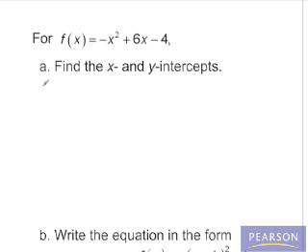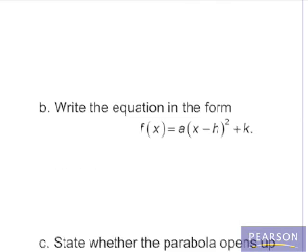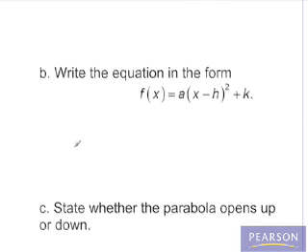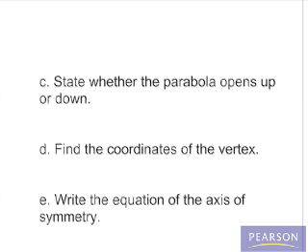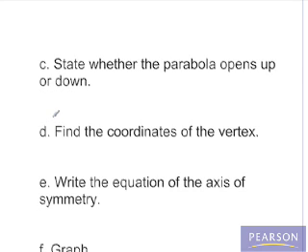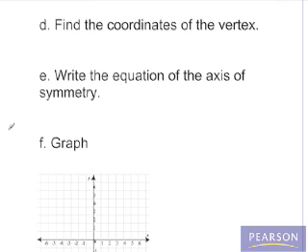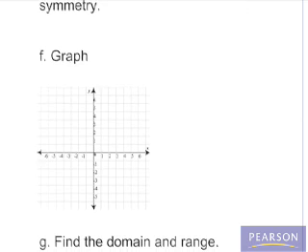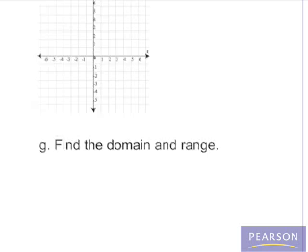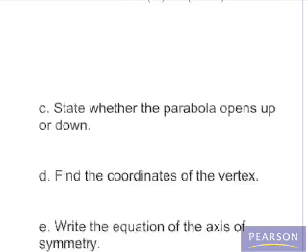For the function f of x equals negative x squared plus 6x minus 4, a. Find the x and y intercepts. B. Write the equation in the form f of x equals a times the quantity x minus h squared plus k. C. State whether the parabola opens up or down. D. Find the coordinates of the vertex. E. Write the equation of the axis of symmetry. F. Graph the function. And G. Find the domain and range.